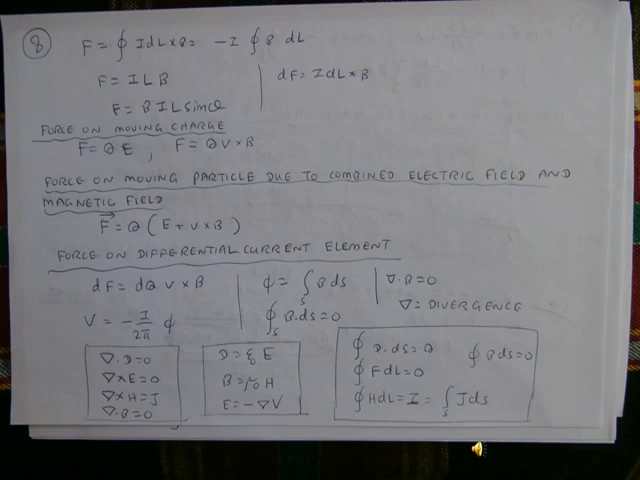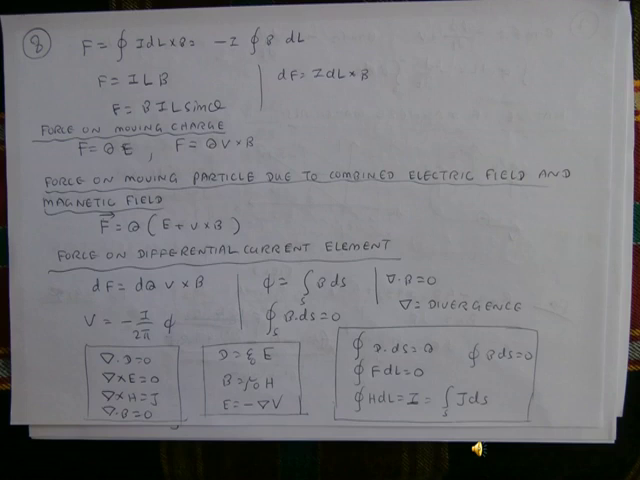The force on a moving charge is F equals QE, where Q is the charge and E is the electric field density. So F equals QV cross B, where Q is the charge, V is the velocity, and B is the flux density. The force on a moving particle due to the combined electric field and magnetic field is the vector F equals Q in the bracket E plus V cross B.